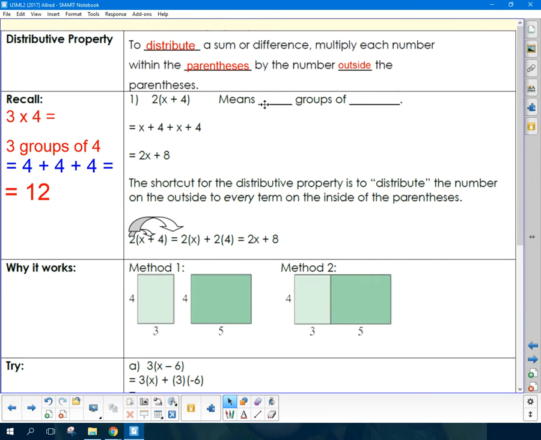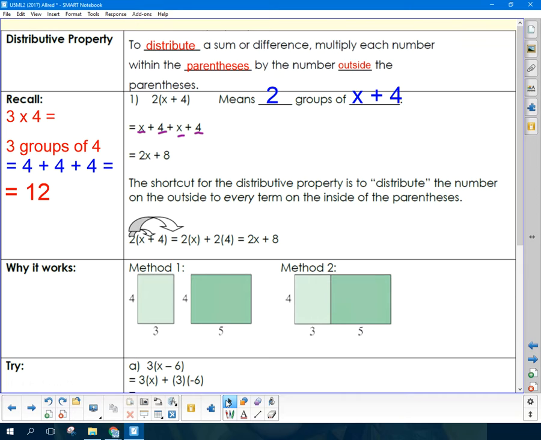Same thing here. This is 2 times (x + 4), so this is 2 groups of x + 4. We have one group of x + 4 here, plus another group of x + 4 right here. So this is truly 2 groups of x + 4. The way that we can combine those terms is we know we have one x here and another one here, so we get 2 x's, and then 4 plus 4 is 8. So simplified, 2 times (x + 4) would be 2x + 8.